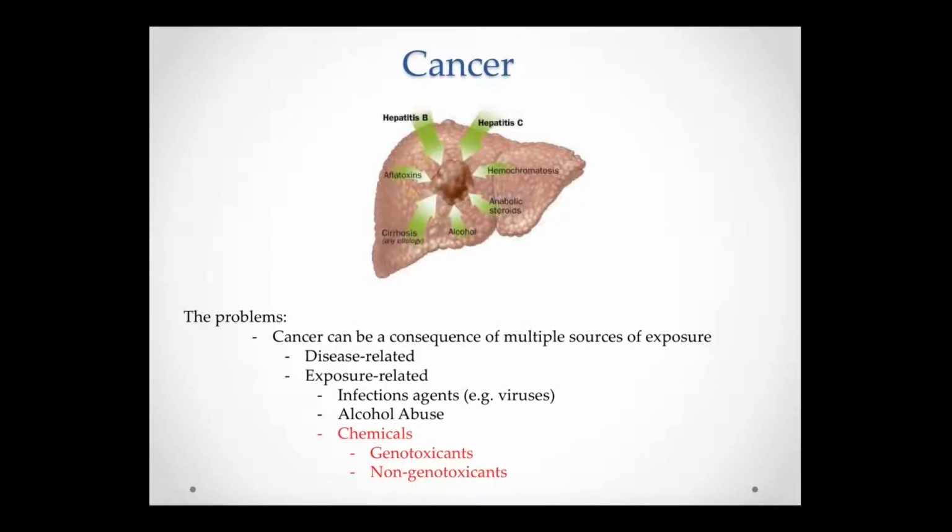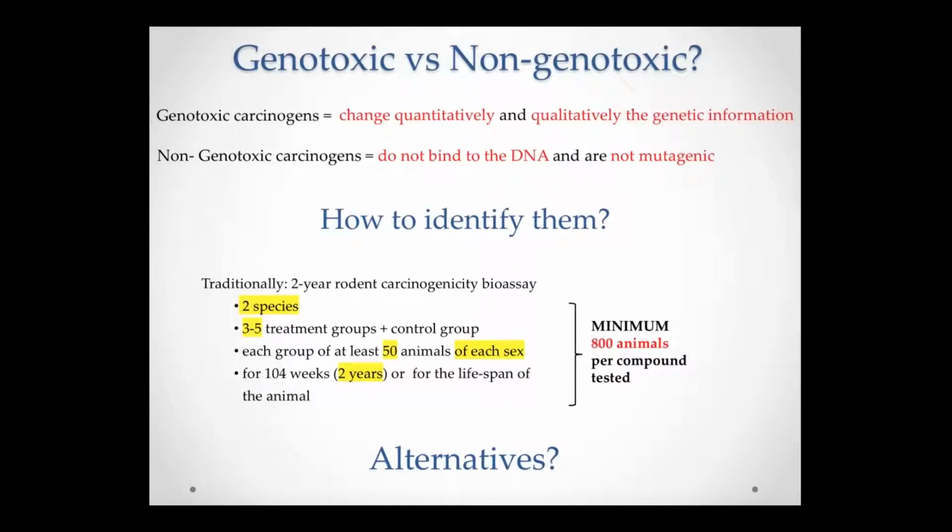I start with a short introduction on cancer, and that it can be a consequence of multiple sources of exposure, and interestingly also from chemicals. You have two types of chemicals which can induce cancer: genotoxicants and non-genotoxicants. Genotoxic carcinogens can cause changes, quantitatively or qualitatively, in the genetic material, whereas non-genotoxic carcinogens do not bind to the DNA and are not mutagenic, but they can yet cause cancer.